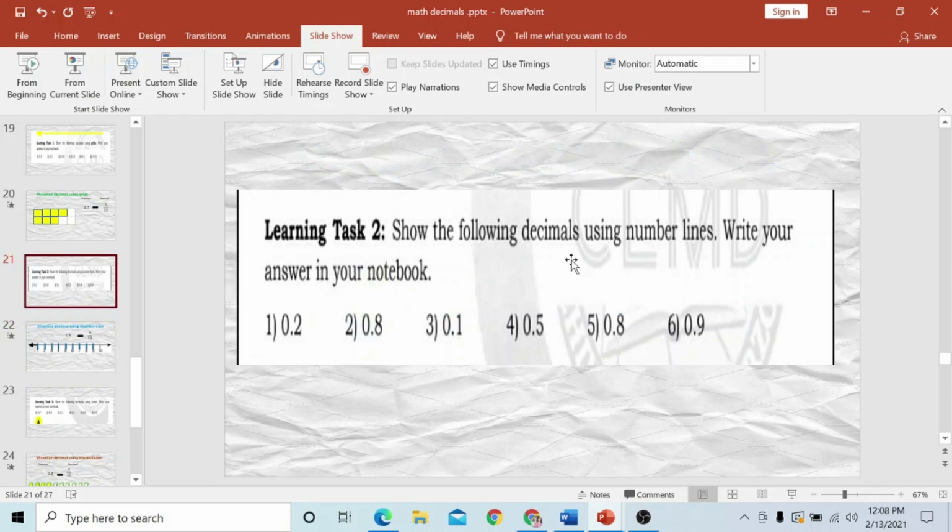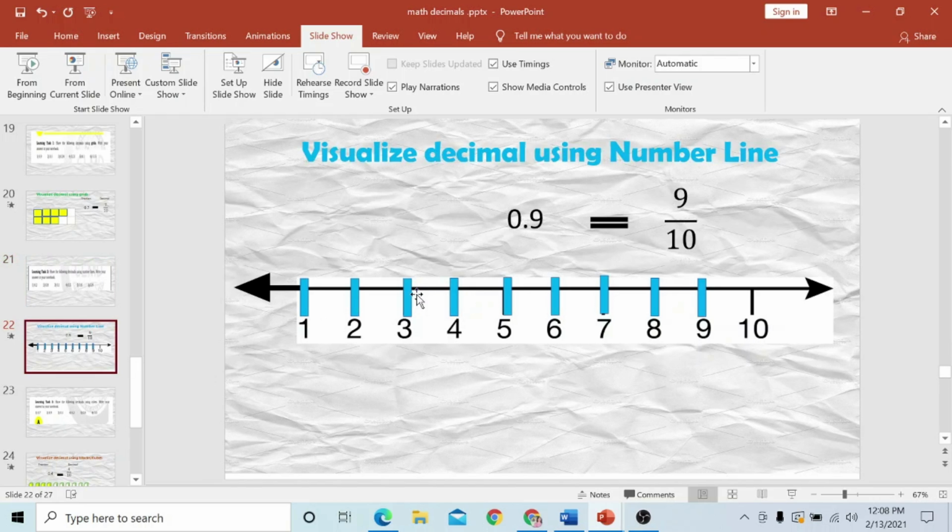Then next, learning task 2. Show the following decimal using number lines. Write your answer in your notebook. Ganito rin po ang magiging sagot nyo sa learning task number 2. You're going to show or visualize a decimal on a number line. Okay? So, make sure na i-convert nyo muna siya into fraction. Okay? So, ayan. Gagamit kayo ng number line 1 to 10, then shade yung nasa numerator.